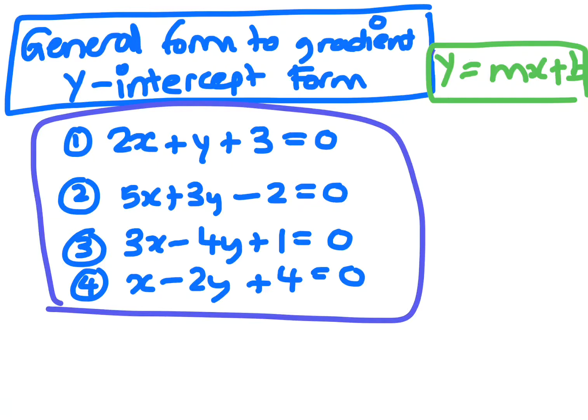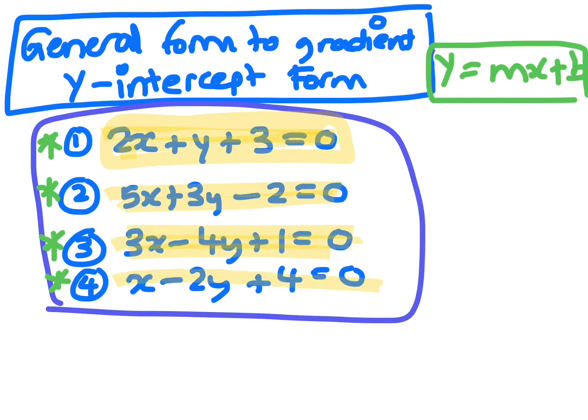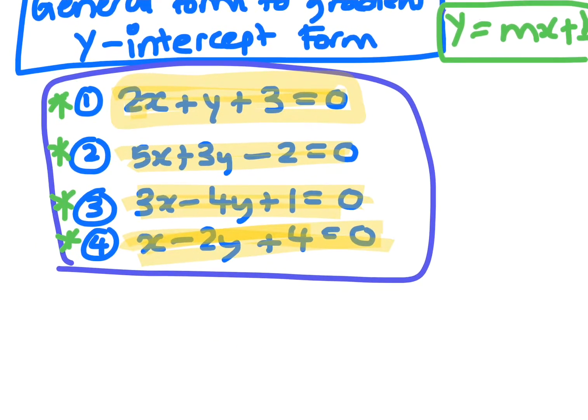So I'm going to put these lines into gradient y-intercept form. They're actually called general form. General form is when they're all on the one side, the line's all on the one side, and it's equal to 0. But you can't really read anything from these lines like this. You don't know what the gradient is or what its slope is, which is quite important, and you don't know what its y-intercept is.